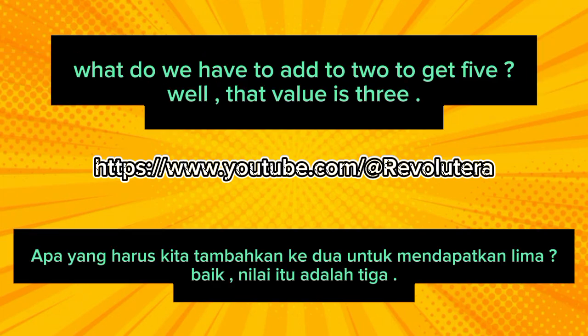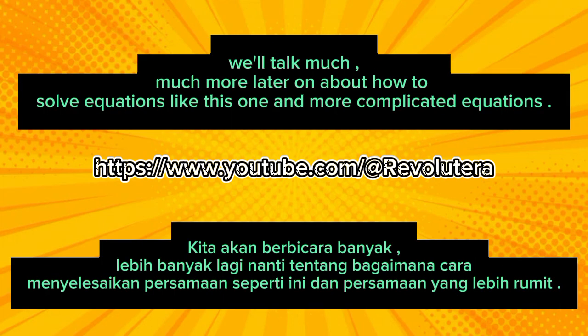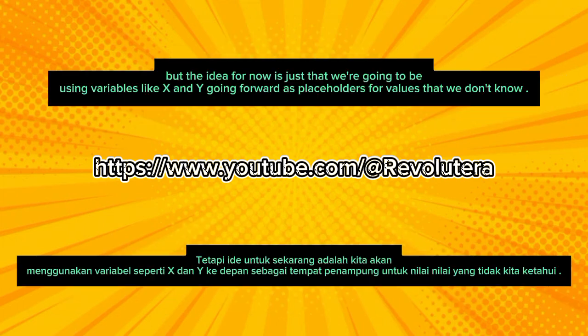What do we have to add to 2 to get 5? Well, that value is 3. We'll talk much more later on about how to solve equations like this one and more complicated equations. But the idea for now is just that we're going to be using variables like x and y going forward as placeholders for values that we don't know.